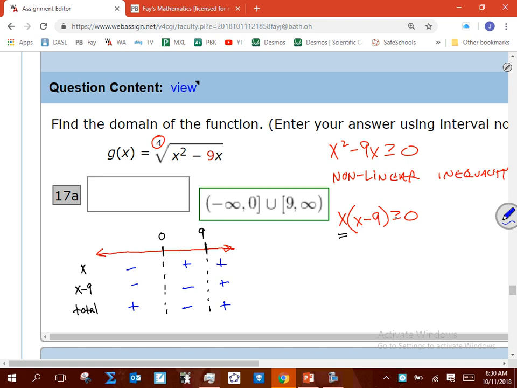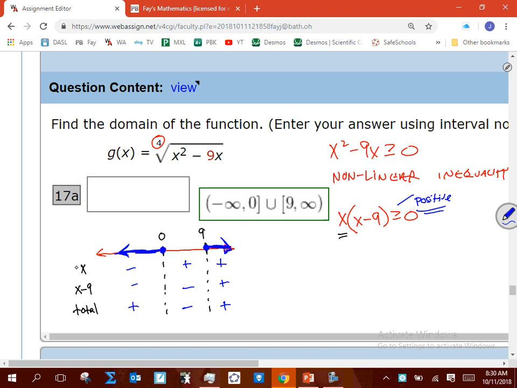When it says greater than or equal to 0, we're looking for positive values, right? Okay? And we can be equal to 0, so we'll close that in. We'll close that in. Okay? Because if I choose 0 or choose 9, it'll give me 0 underneath the radical. And now positive numbers are those values over there and these values over there.